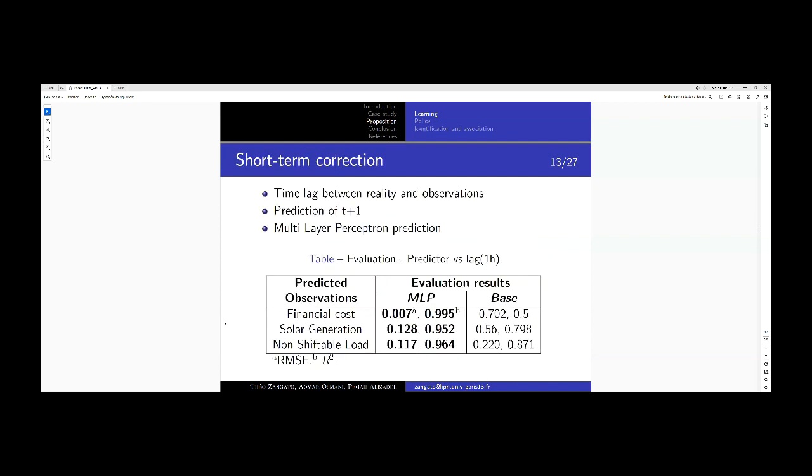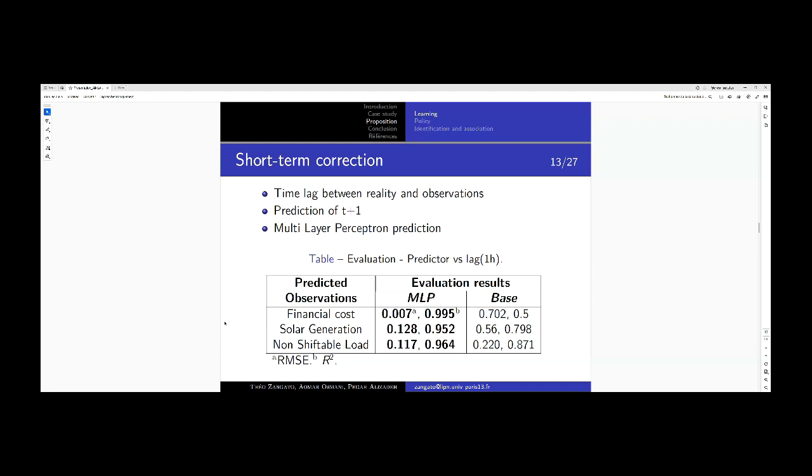So we also make a short-term correction module, because there is a time lag between the reality and the observation that the agent observes. So the agent observes only the last time step, and so it has to take a decision for the next hour based on the information of the last time step. So there is a lag between the reality and the observation, and this can cause problems, because the time of use tariffs can vary from one hour to another, and the prices and the tariffs can double or triple in just a step of 1 hour. So this is crucial for optimizing the cost of utilization of the grid energy.